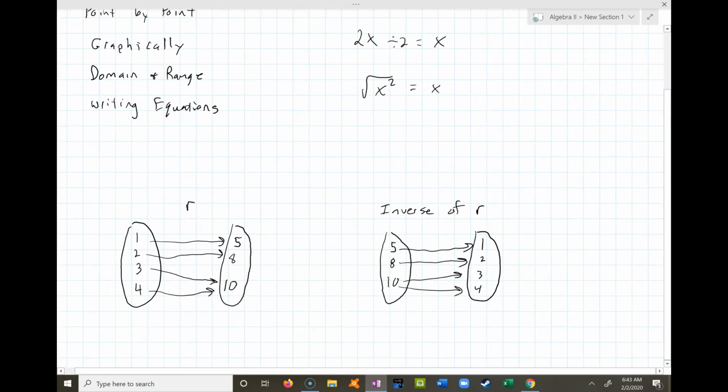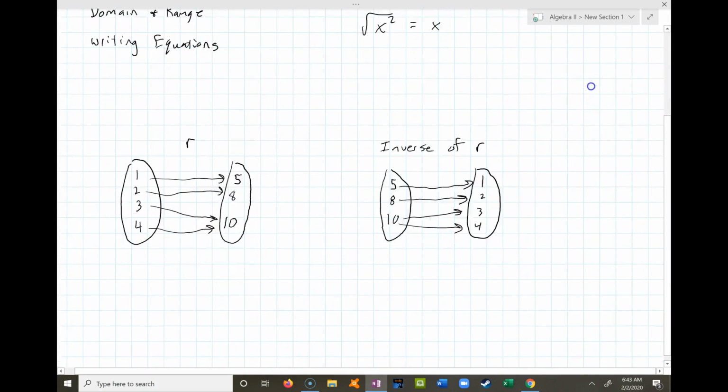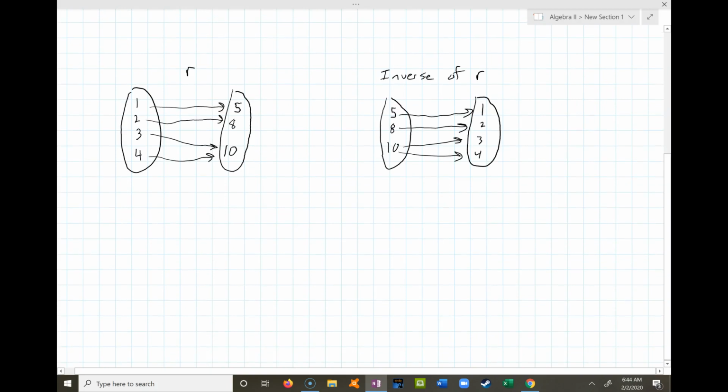Undid what you did. So another way to think about inverse functions is that the x and y's switch places, which would also mean that the domain and range switch places, and that's what you saw happen here. The domain of this relation is 1, 2, 3, 4. The range is 5, 8, 10, and then in the inverse relation, the domain is 5, 8, 10, and the range is 1, 2, 3, 4.